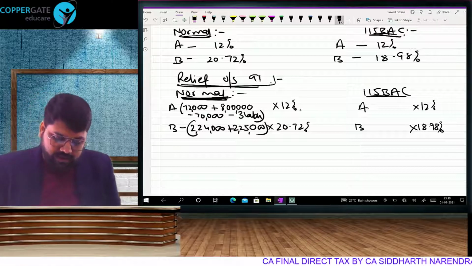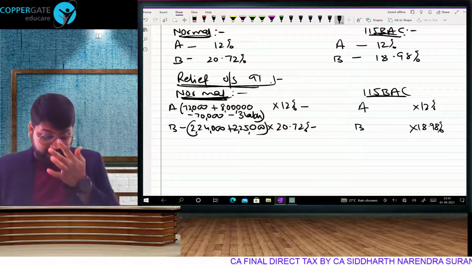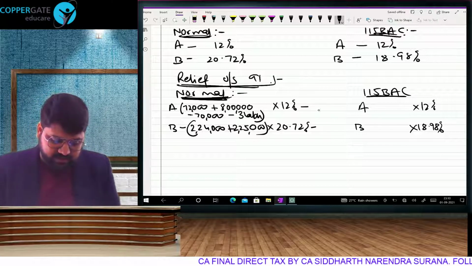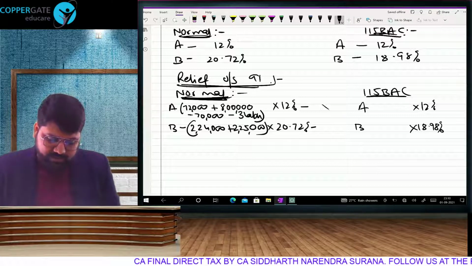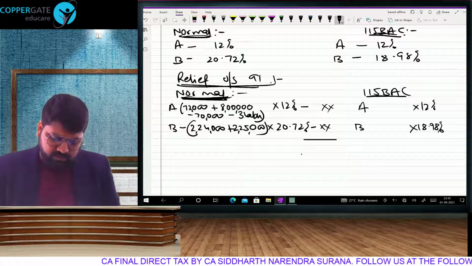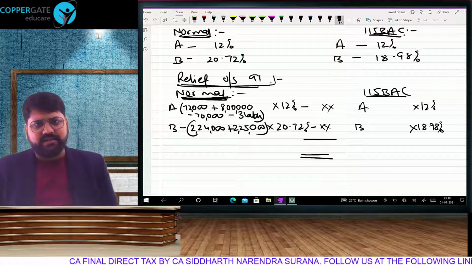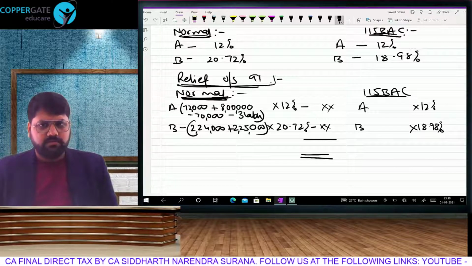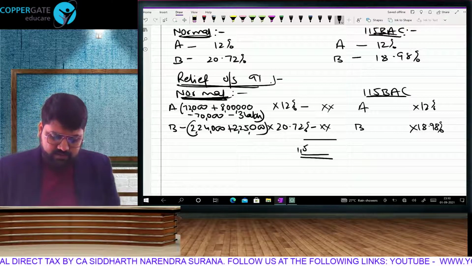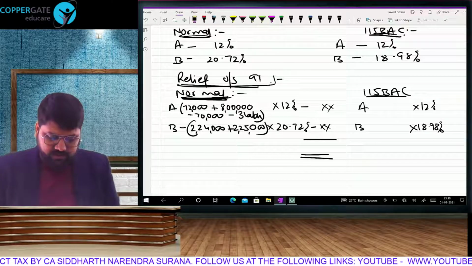So very good. Tell me what is your relief in country A as per normal: 502 into 12% and 449 into 20.72. Tell me the total of these two. I don't want the individual amounts. Anyways, that part is a calculator part and not an explanation part. Just tell me the total. 153. Very good.